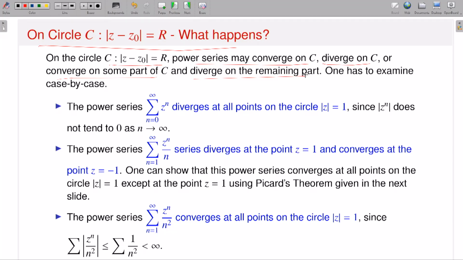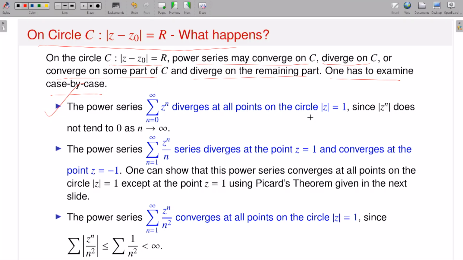Like for example, inside the domain of convergence, I have pointwise convergence. Outside it diverges. This kind of concreteness I had, inside the domain of convergence and outside. But on the boundary, it could converge, it could diverge. Some part it could converge, some part it could diverge. So one has to examine case by case. For example, look at the power series z to the power n.